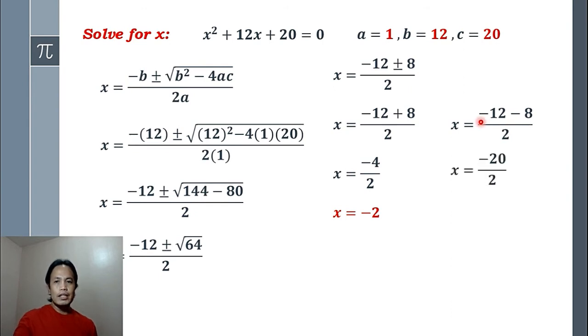So we will have negative 12 minus 8 is negative 20, that is divided by 2, which is negative 10. So for this specific equation, x squared plus 12x plus 20 equals 0, the values of x are negative 2 and negative 10. Now to check if these values are correct, of course, we will go back to our original equation, x squared plus 12x plus 20 equals 0.